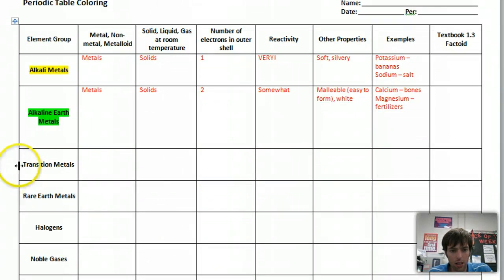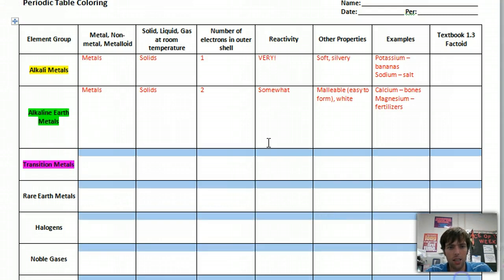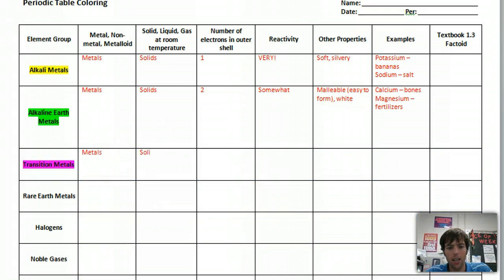Time for our transition metals. Let's see, what color am I going to highlight with? I think I will do pink. Transition metals, guess what? It is still a metal. And because it's a metal, that's right, still a solid. Now, for number of electrons in their outer shell, this is a large group, and so there can be really anywhere from 2 to 4 different electrons in that outer shell. And as far as reactive, they are not really. They're not really reactive at all.